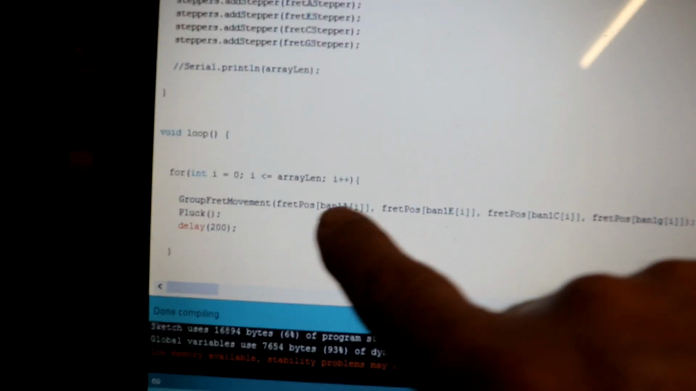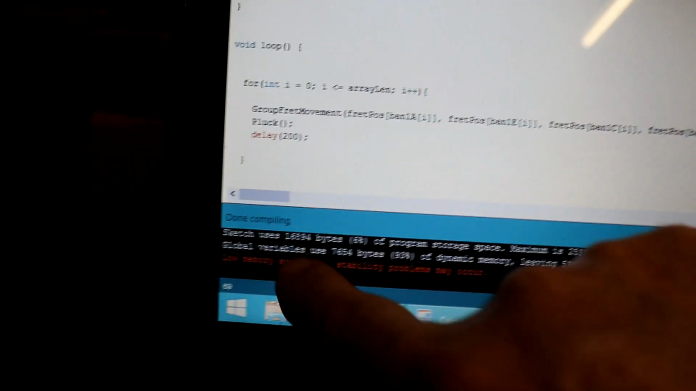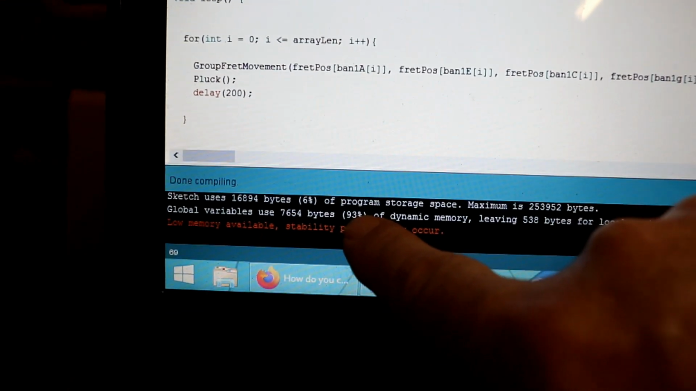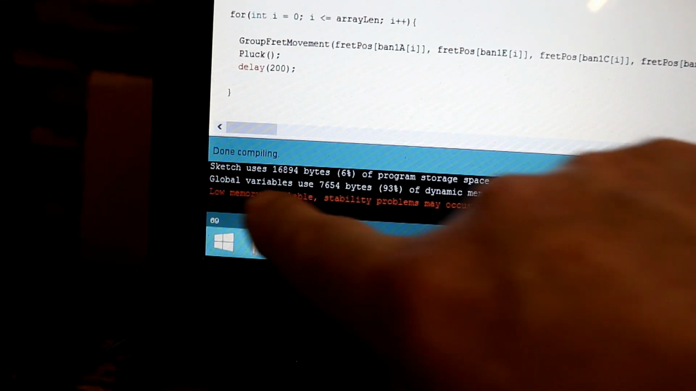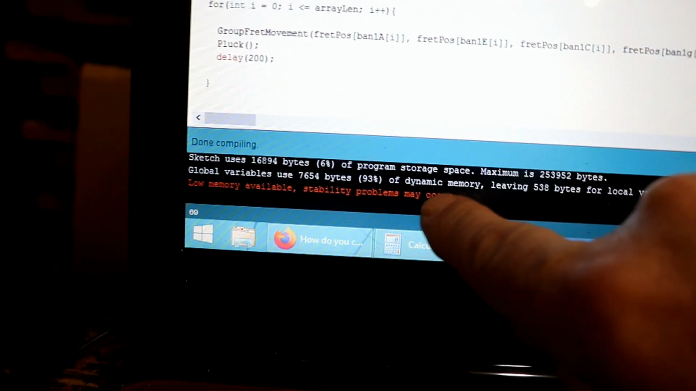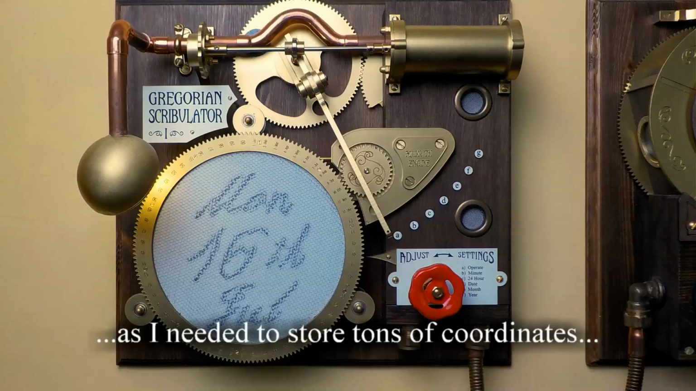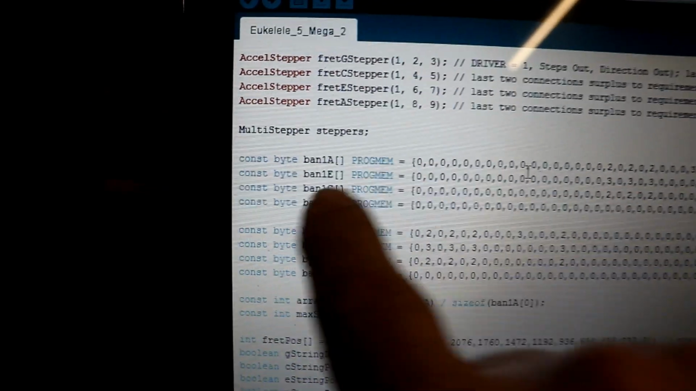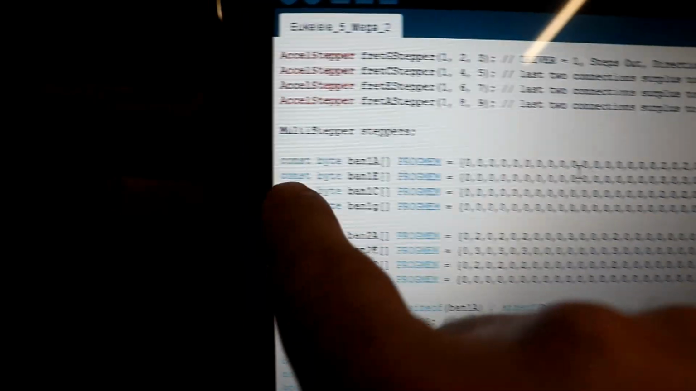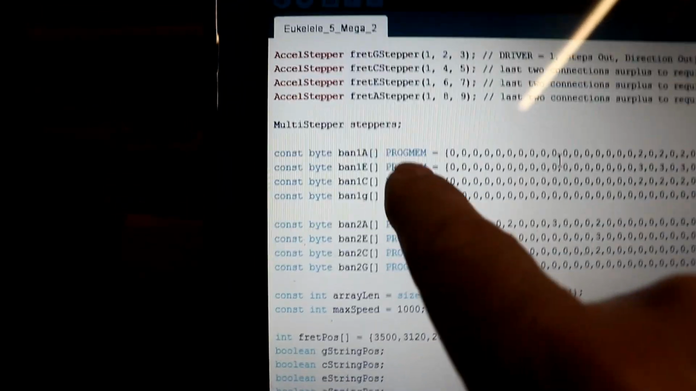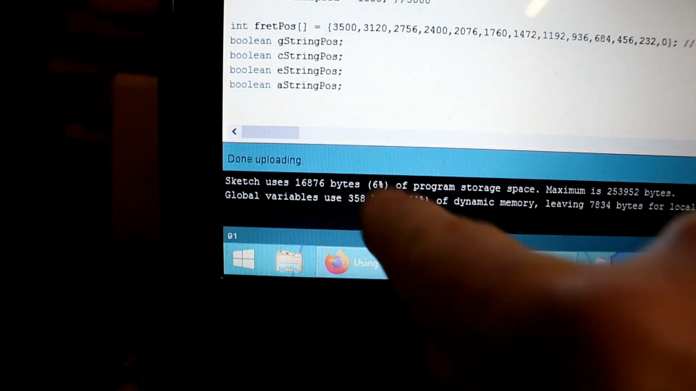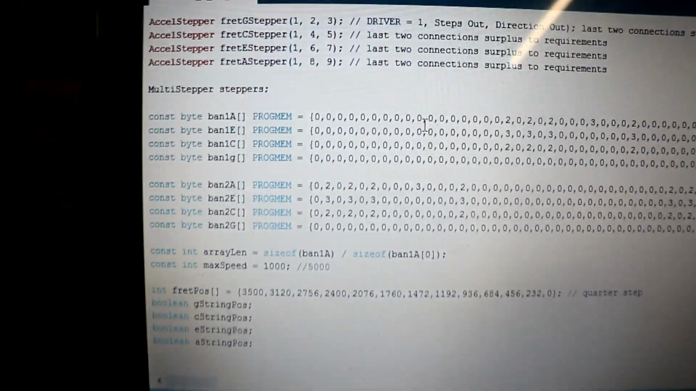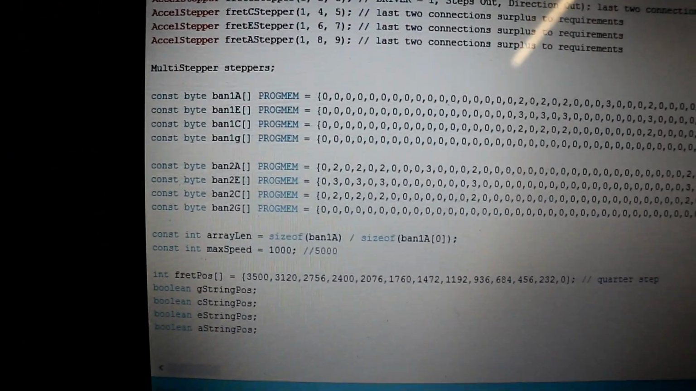Actually, now I've compiled it and included references to the 4 arrays, it's telling me I've used 93% of dynamic memory. Low memory availability, stability problems may occur. Now, when I did the Gregorian scribulator, I used PROGMEM. Just for reference, that's how you do it. You make it a constant, add PROGMEM, and then when you compile it, you can see tons of memory left because it saved it along with the program files, I believe, although I don't know what I'm talking about.